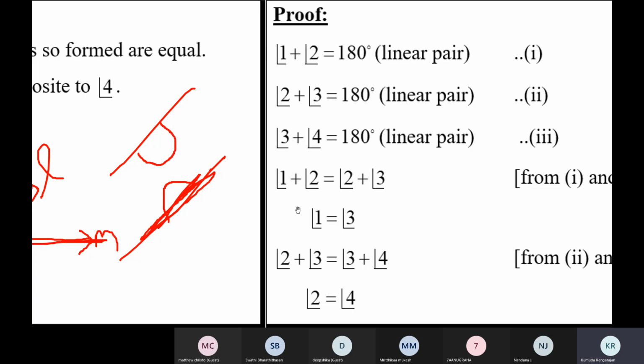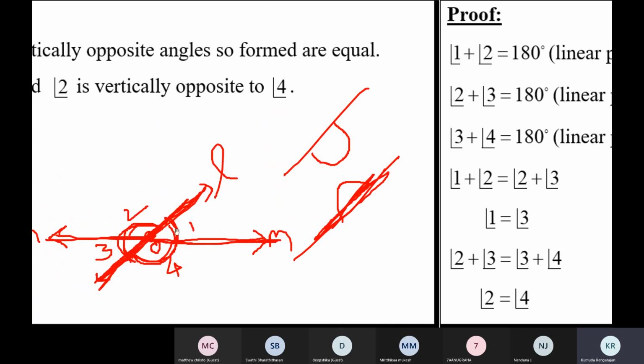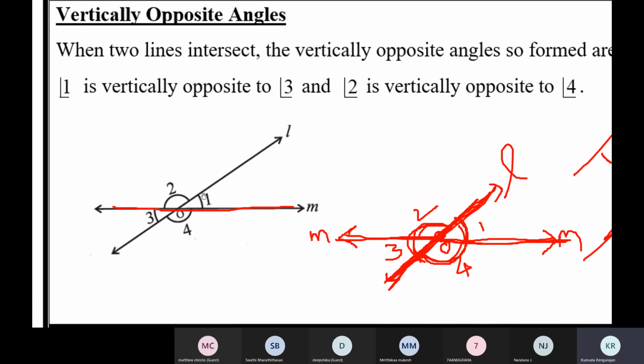So what happens? Angle 2 and angle 2 get cancelled on both the sides, and you have angle 1 is equal to angle 3. So we have proved that vertically opposite angles are equal. See here, 1 is equal to 3. We have proved 1 is equal to 3.